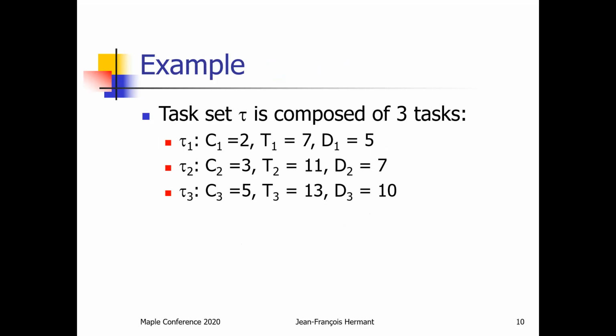Let us now consider the following example. Task set tau is composed of three tasks, tau1, tau2, tau3. The task parameters are given. For tau1, we have C1 equal to 2, T1 equal to 7, D1 equal to 5. For tau2, we have C2 equal to 3, T2 equal to 11, and D2 equal to 7. For tau3, we have C3 equal to 5, T3 equal to 13, and D3 equal to 10.